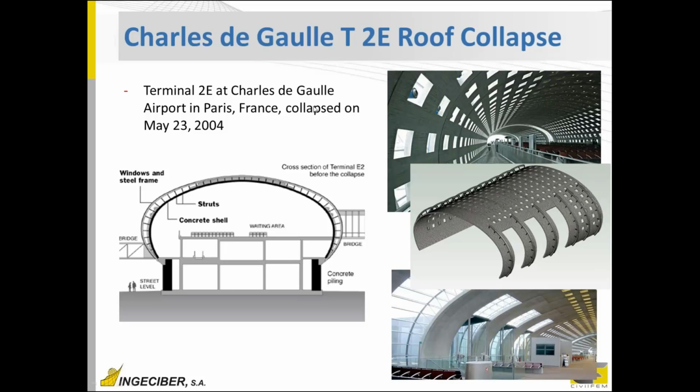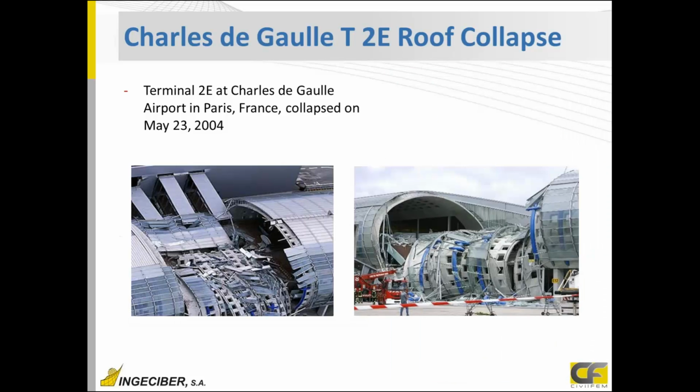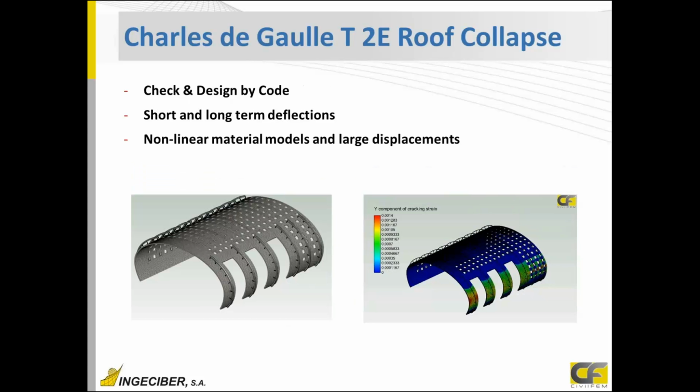We will present many models to simulate this structure, and we will see how the collapse happened. Here you can see Terminal 2E, the most important airport in Paris. It collapsed in 2004, and it was lucky that no one died, but it produced much other damage.